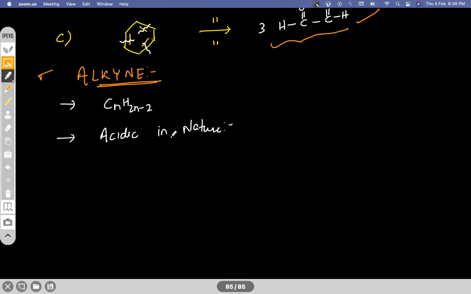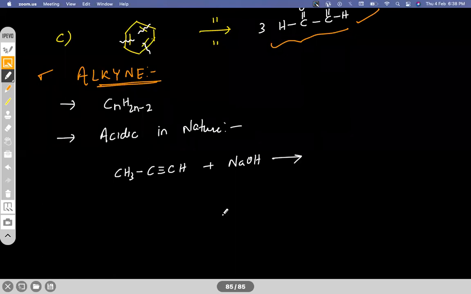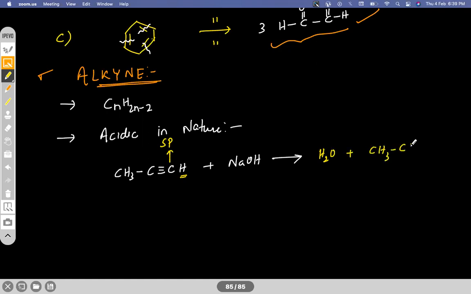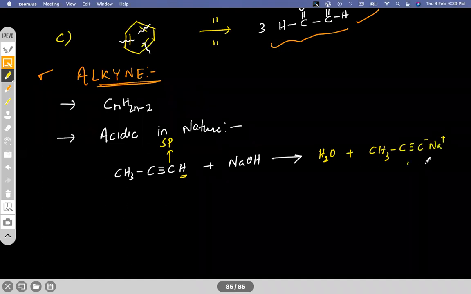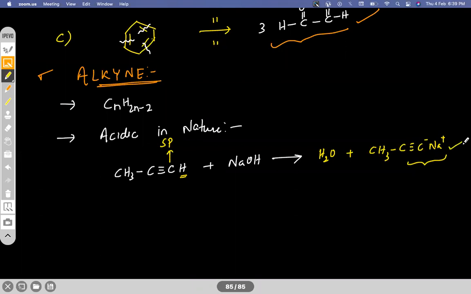Why is it acidic? Because it has sp hybridized carbon atom, and the hydrogen is attached to this carbon. For example, we have CH3, C triple bond, CH. If it reacts with a base, suppose NaOH, then we have an acid-base reaction. Since the carbon is sp hybridized here, this hydrogen is acidic in nature because of the highly electronegative carbon atom. OH minus and H plus combine to form H2O, and we get the sodium salt CH3 C triple bond C minus Na plus. So one very basic difference in properties of alkane, alkene and alkyne is that alkyne is the one which is acidic in nature. That is a very important property we have.